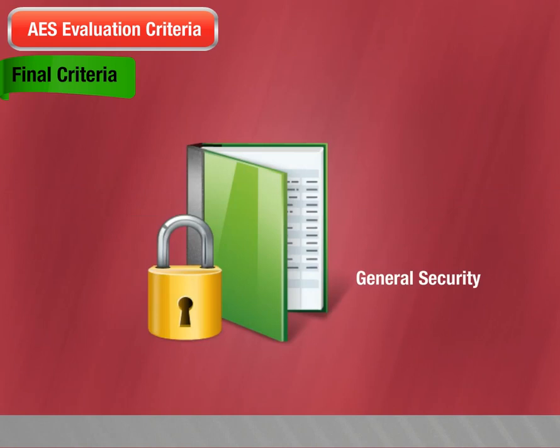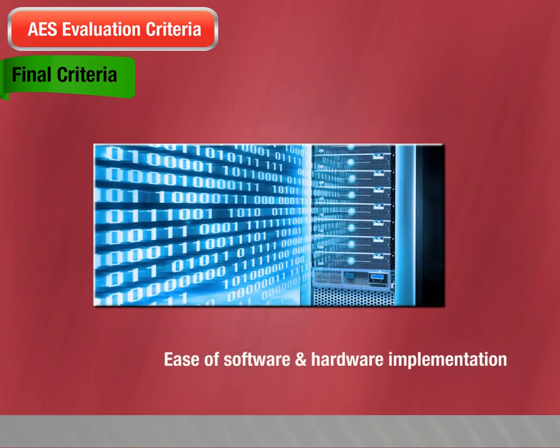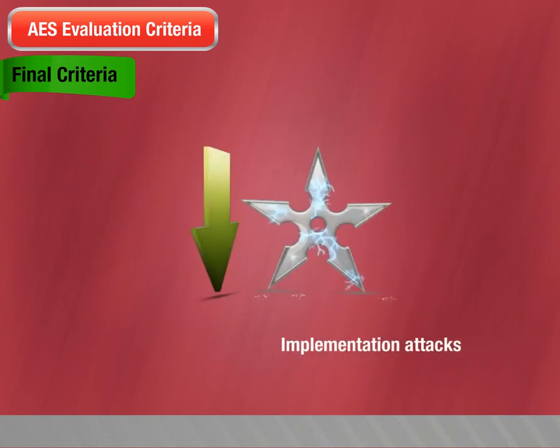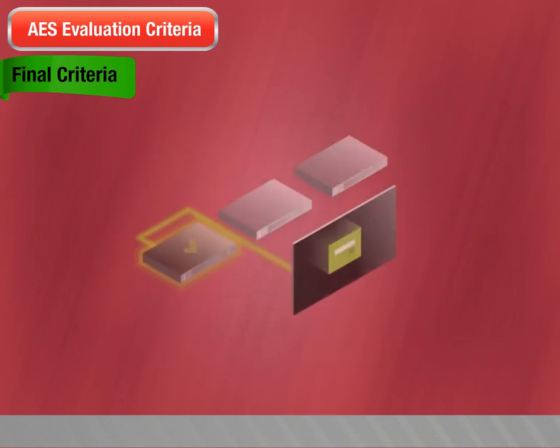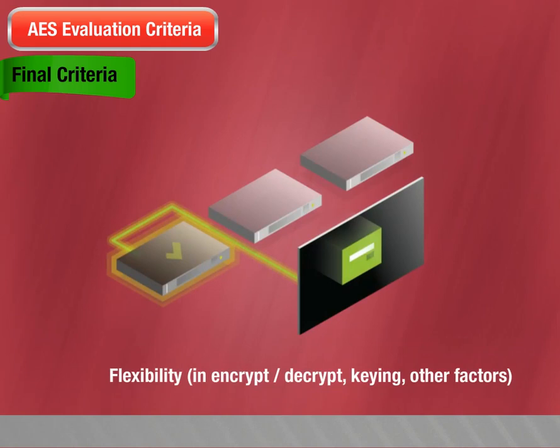Final criteria. The final criteria that evolved during the evaluation process include general security, ease of software and hardware implementation, implementation attacks, and flexibility in encryption or decryption, keying, and other factors.